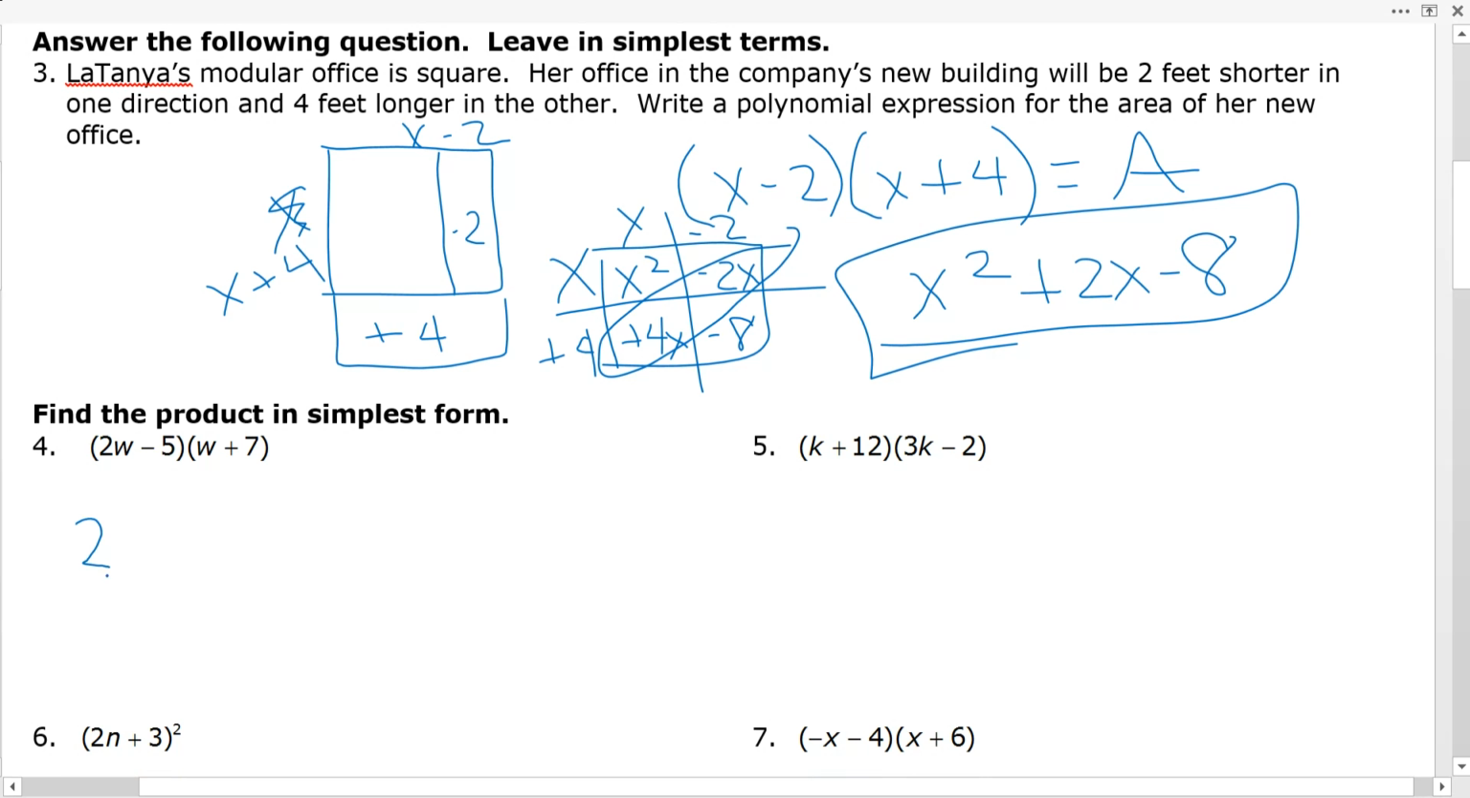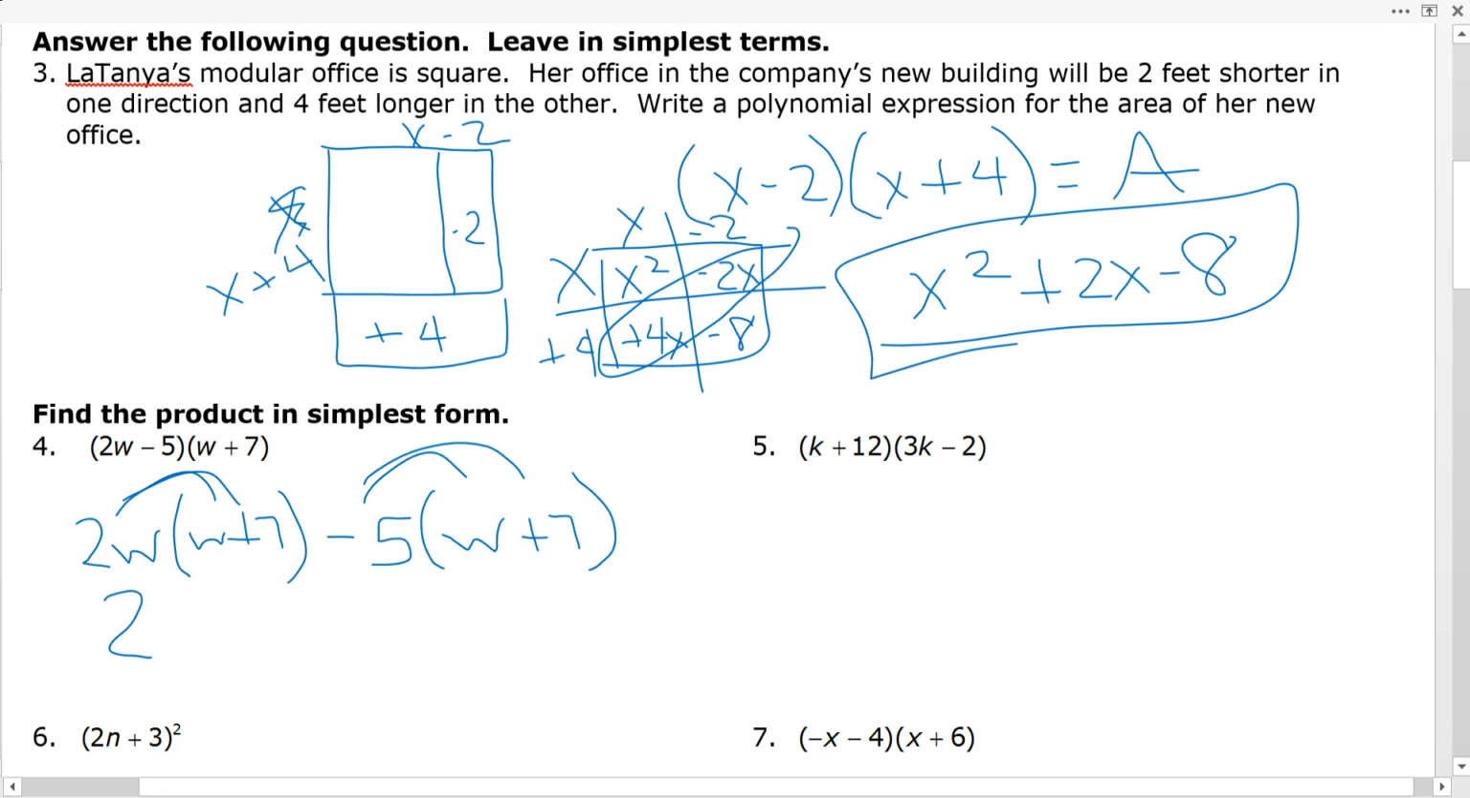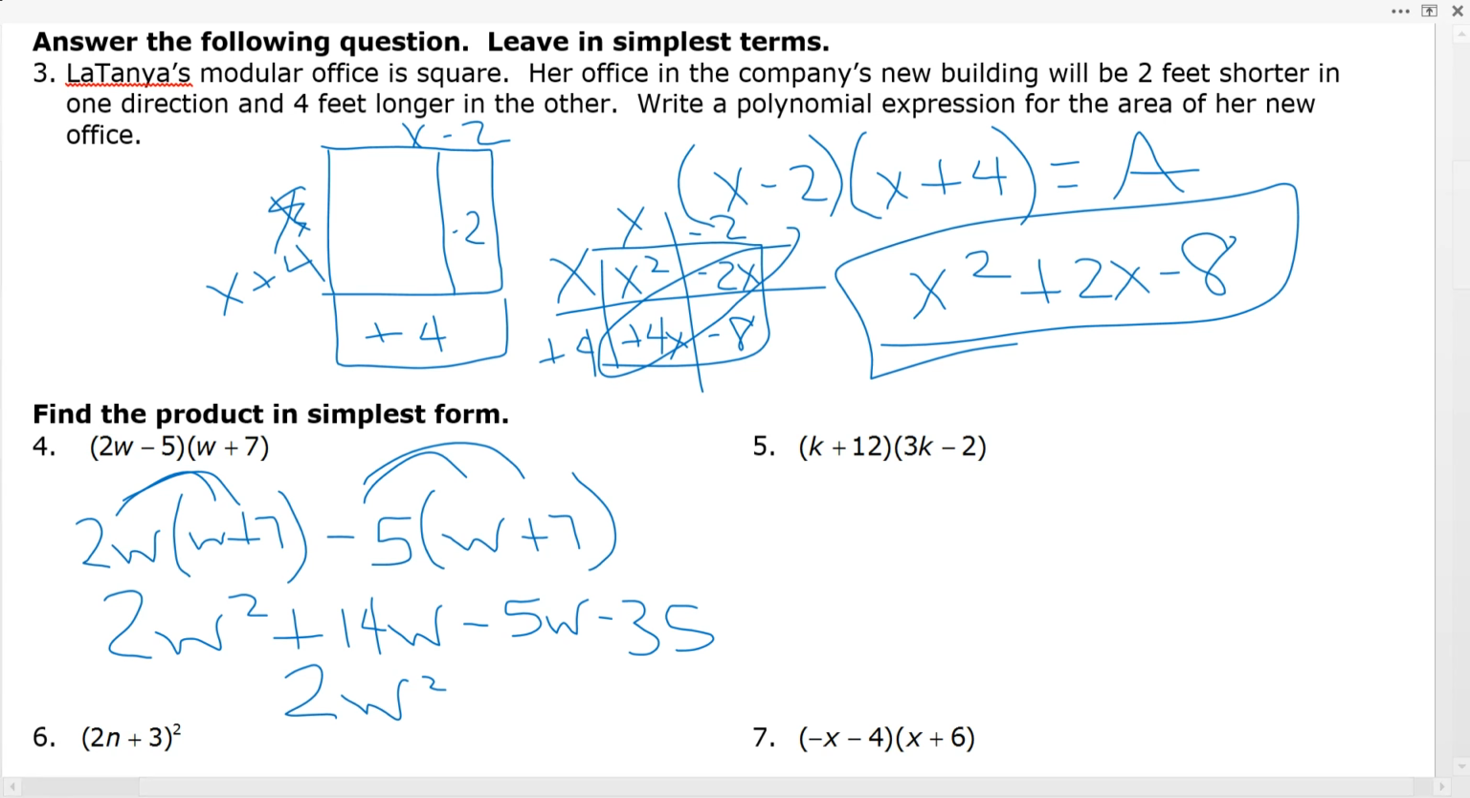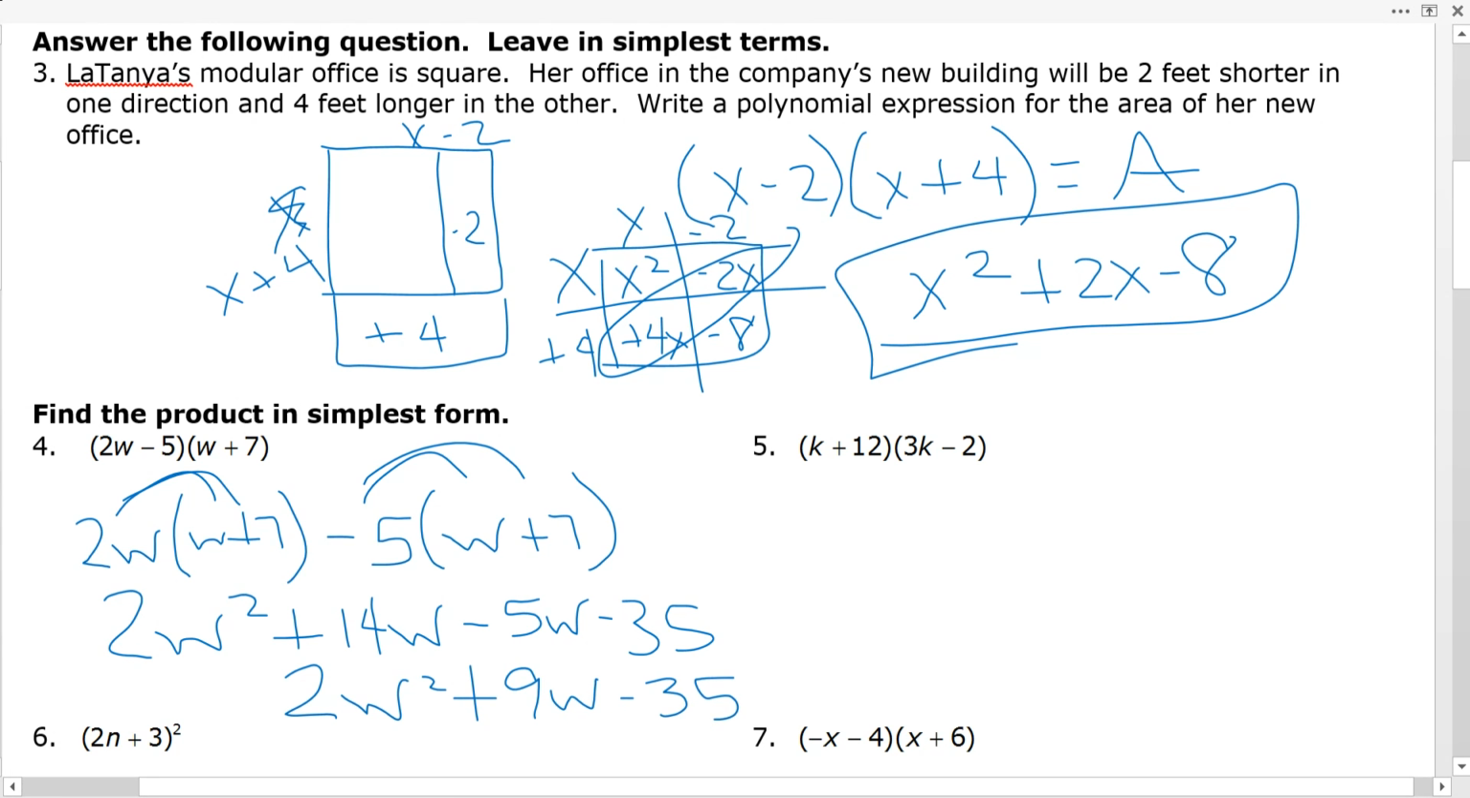Alrighty. I'm going to separate my 2w and my minus 5. So I can multiply each one times w plus 7. And then I'm going to distribute and end up with 2w squared plus 14w minus 5w minus 35, which is 2w squared. Plus 14 minus 5 would be 9. Yeah, plus 9w minus 35. That's the way I'm used to doing it.